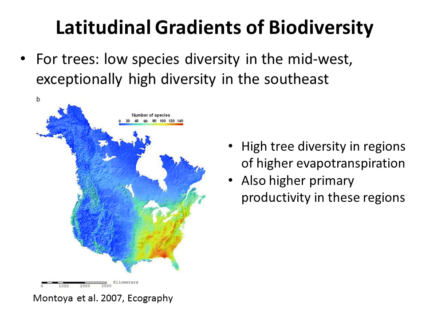So the energy hypothesis that I covered in the last slide tells us that plant biodiversity is strongly correlated with climatic temperature and rainfall, which govern the rates of photosynthesis. So we would expect high tree diversity in regions of higher evapotranspiration. Also higher primary productivity in general in these regions. So this would explain why the southeast has such high plant biodiversity, because it's related to temperature and moisture. It's warmer and wetter in the southeast, more plant biodiversity.